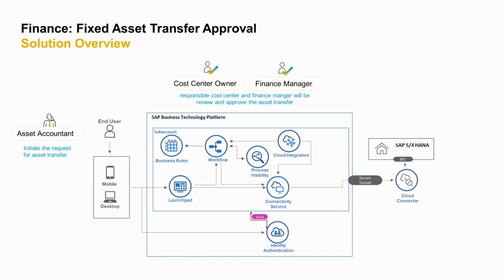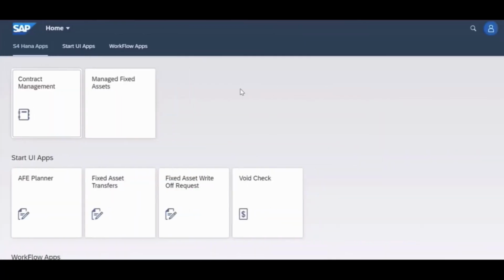After the approvals, the disposal, scrapping, unplanned depreciation, and impairment transactions of the assets will automatically be posted in the background to the backend SAP S/4HANA system. Now, let us watch the demo about fixed asset transfer approval.